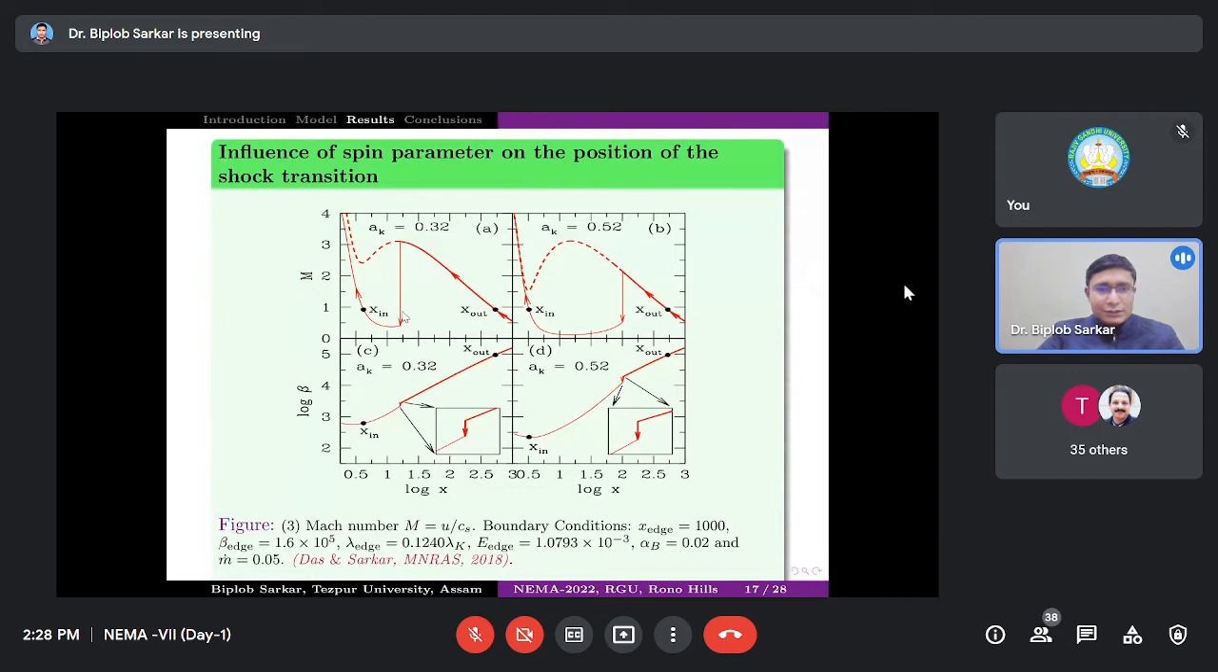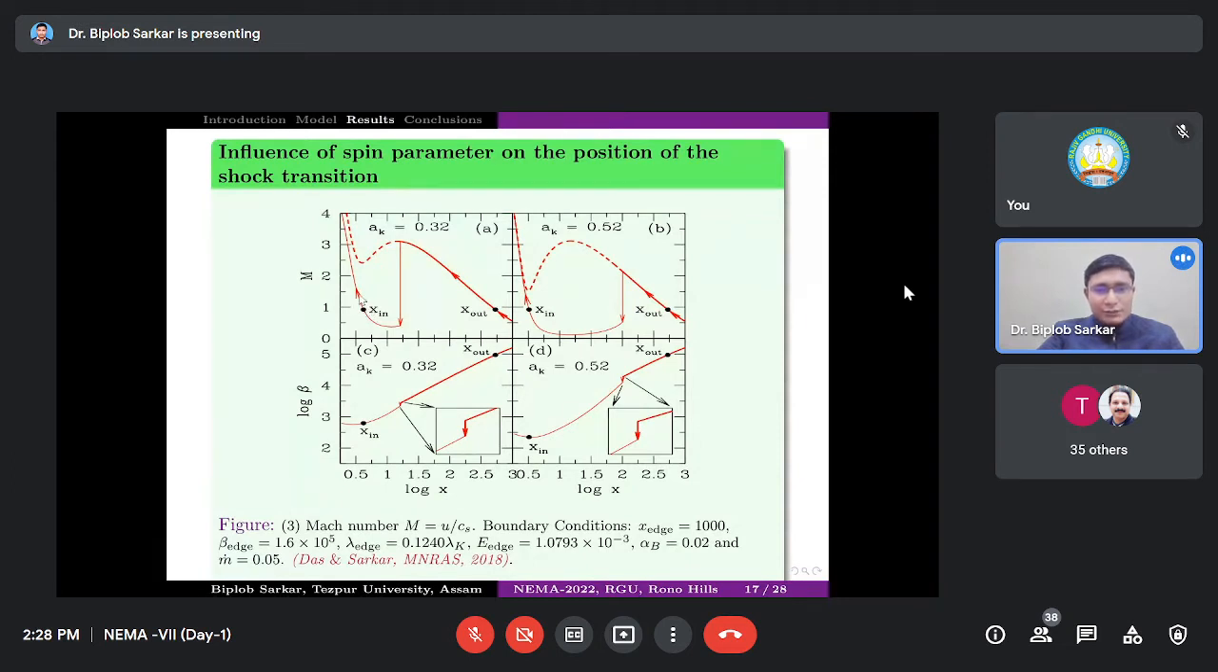So after the shock transition, matter becomes subsonic, and the subsonic matter can again fall into the black hole after passing through another sonic point x in. Now this sonic point or critical point x in is located closer to the black hole, and it is known as the inner sonic point.